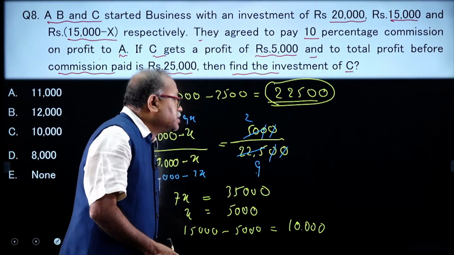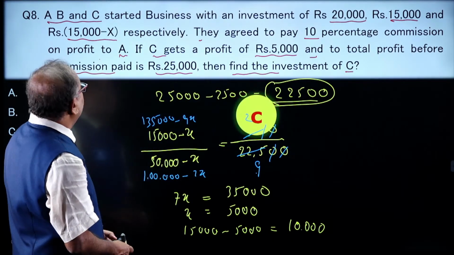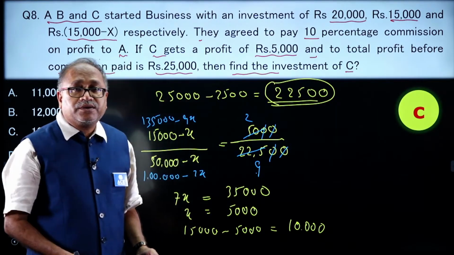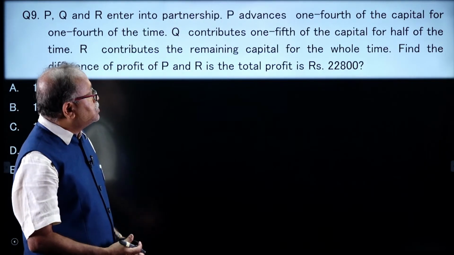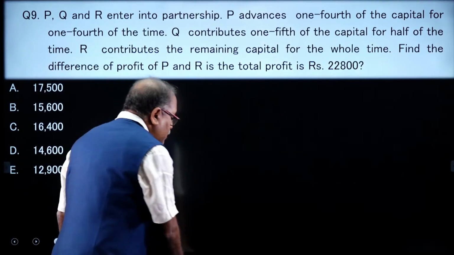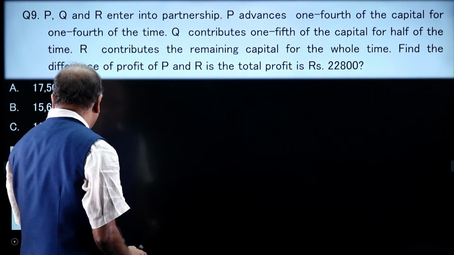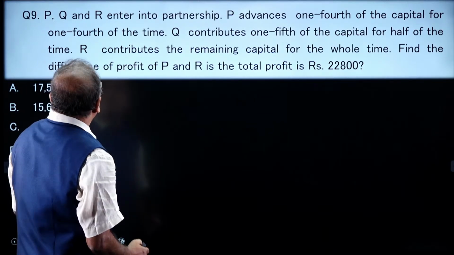Right, my dear friends, I am moving on to the next question. Option choice C, and the C is 10,000. Now let's take this question here. What is this question? Now let me read the question.